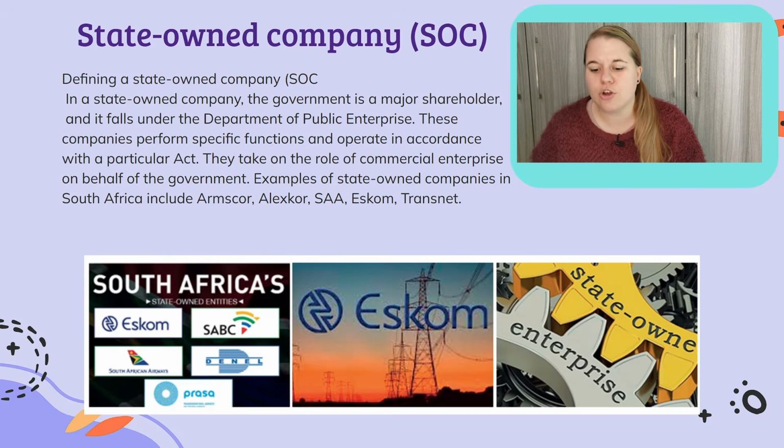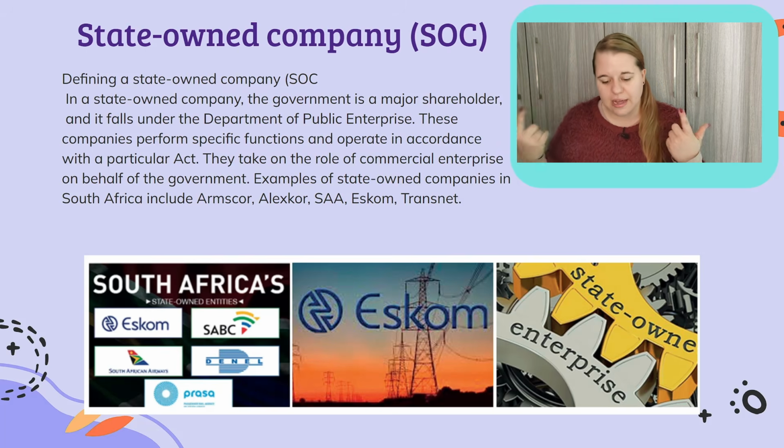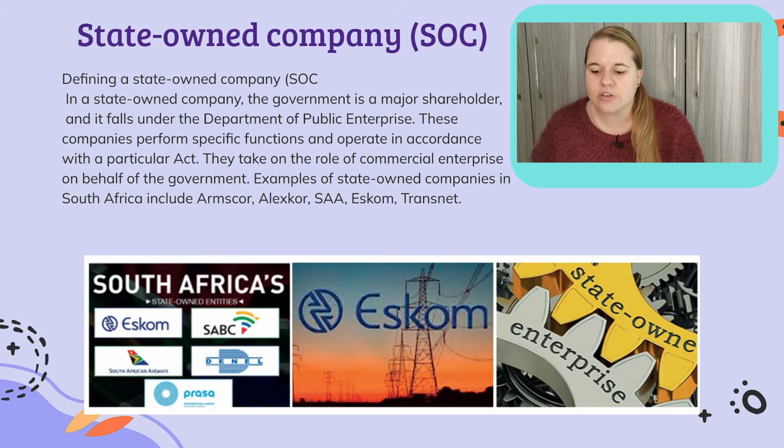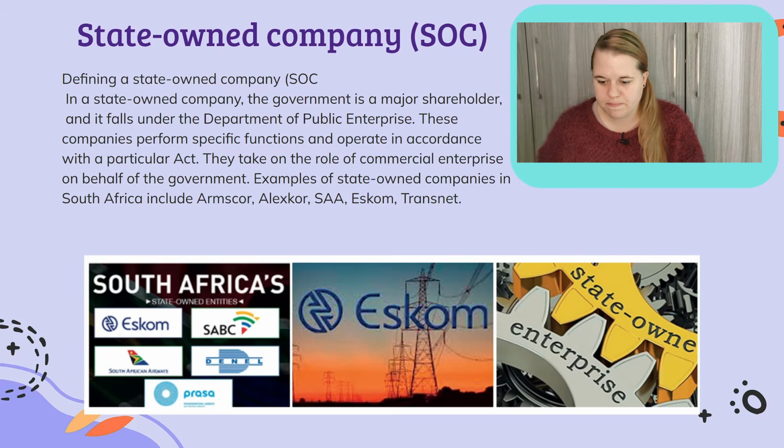Then we have state-owned companies. Right, different from public companies. Okay, I used to confuse the two in the past. But state-owned companies are different. Why? Because it says in the word, it is owned by the state, by the government. Okay, in a state-owned company, the government is the major shareholder and it falls under the Department of Public Enterprises. So it is still a company, right? Just it is now state-owned and it falls under the Department of Public Enterprises.